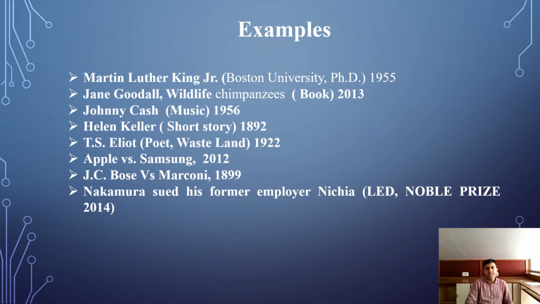And T.S. Eliot, a very famous poet, wrote The Waste Land poem in 1922, and later on it became part of a plagiarism issue. Apple versus Samsung is a very big case filed by Apple, alleging that Samsung copied its design on various pads. This fighting went on up to 2018, when it was settled with a very big penalty paid by Samsung. JC Bose and Marconi is not a case of plagiarism or falsification.